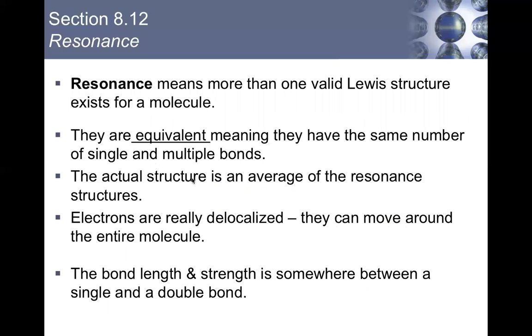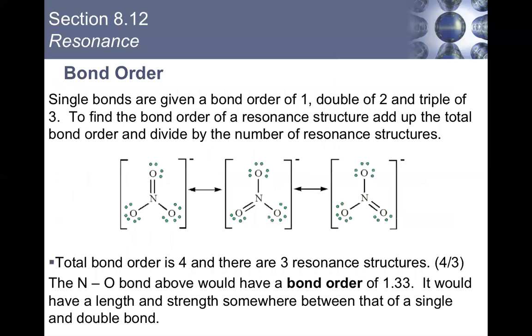And so the actual structure is an average of all of them. And that's because these electrons, we said they're delocalized. They can move around wherever they want, and they'll form all of them. And then the actual strength of the bonds is a little bit somewhere in the middle as well. And so what we do is we find something called bond order. We don't actually have a double and 2 singles. What we have is something a little bit different. And I'll show you in a second.